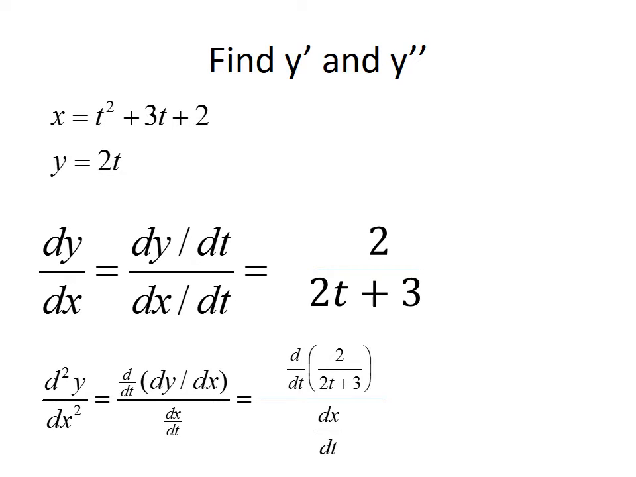So to find the derivative of 2 over 2t plus 3, I'm just going to write that as 2 times 2t plus 3 raised to the negative 1. And that gives me negative 4, because I had to use the chain rule, over (2t plus 3) squared, all over 2t plus 3.